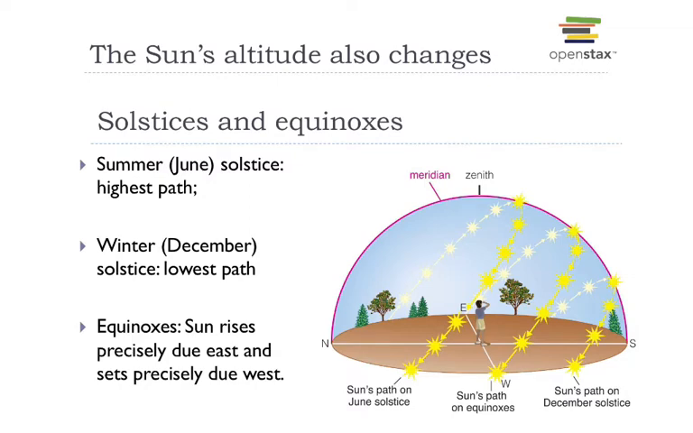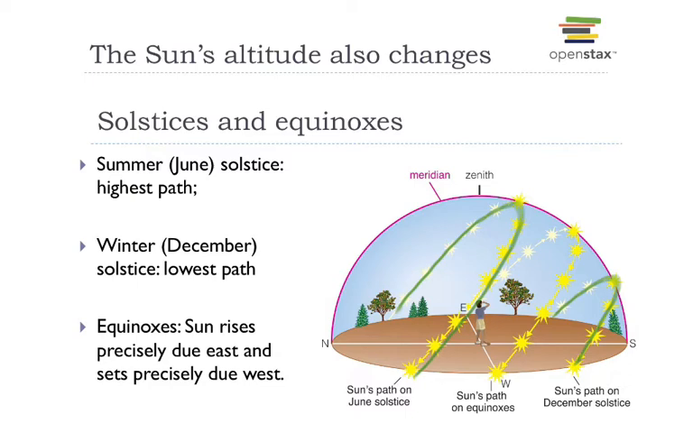Also, the path of the sun. So how long it is out. The sun's altitude also changes during the seasons. So in the summer, we see that the path of the sun tends to be higher here, and it's going to be out longer. As opposed to winter, the path is going to be shorter here. It's not going to go up as high, and it's not going to be out as long as well.